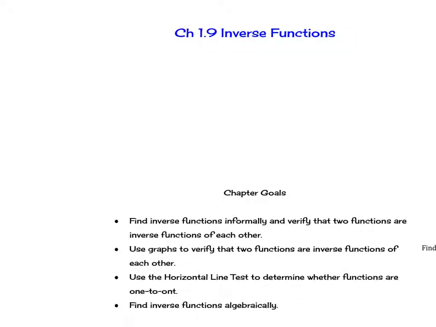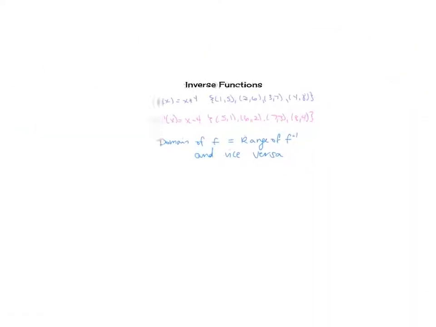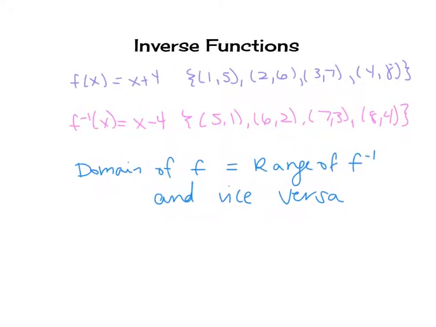Chapter 1.9, Inverse Functions. We're going to find inverse functions informally and verify that two functions are inverse functions of each other. Use graphs to verify that two functions are inverse functions of each other. Use a horizontal line test to determine whether functions are one-to-one, and find inverse functions algebraically. So first, let's recall inverse functions.